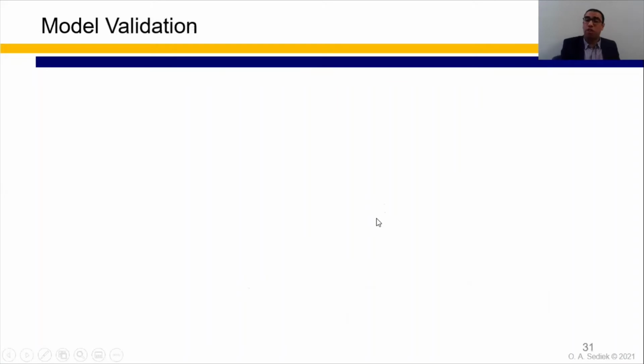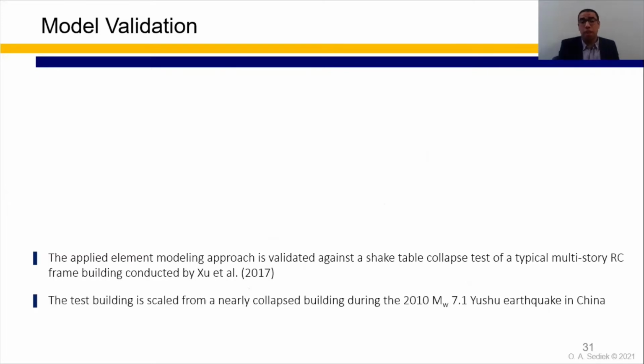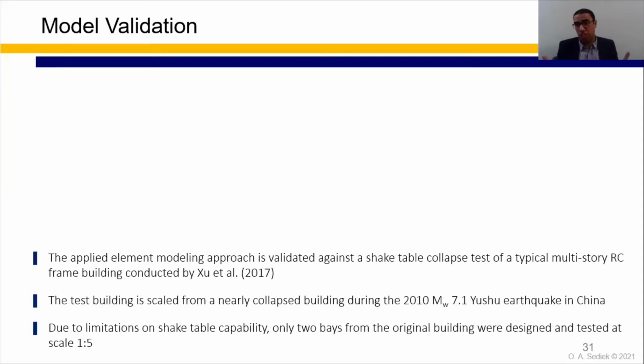So again, like what we have done on the member level, the first step is to validate our model against the results from real experiments. That's why the applied element modeling approach was validated against the shake table test of a typical multi-story RC frame building that was conducted in China. The test building was scaled from a nearly collapsed real building during the 2010 Yushu earthquake in China. But due to limitations on the shake table test capability, only 2 bays of the original building were designed and tested at a scale of 1 to 5.